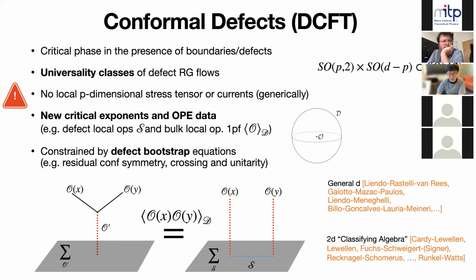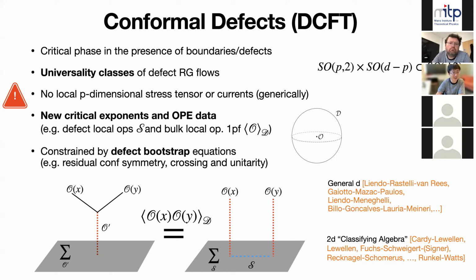So among all kinds of defects, a special kind of defect are the conformal defects. These conformal defects describe the critical phase of conformal field theories in the presence of boundaries and defects, and they define universality classes of defect RG flows. These defects have the nice property that they preserve conformal symmetry along the defect worldvolume, SO(p,2), and sometimes also the transverse rotation symmetry, SO(d-p), inside the full ambient space-time conformal group SO(d,2).